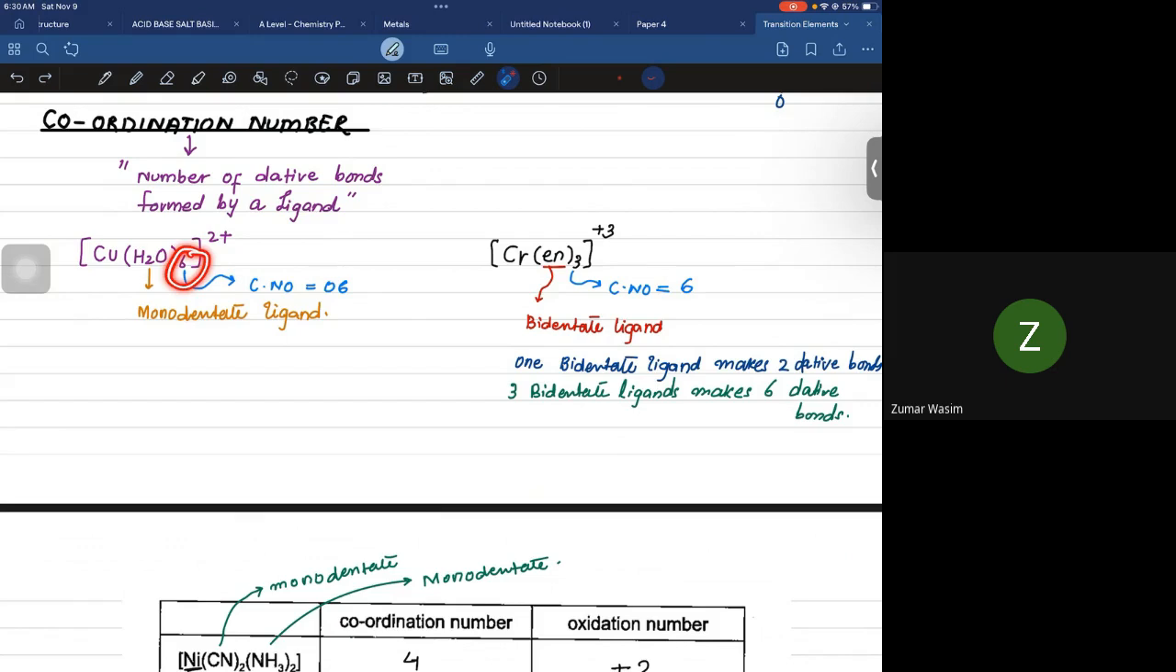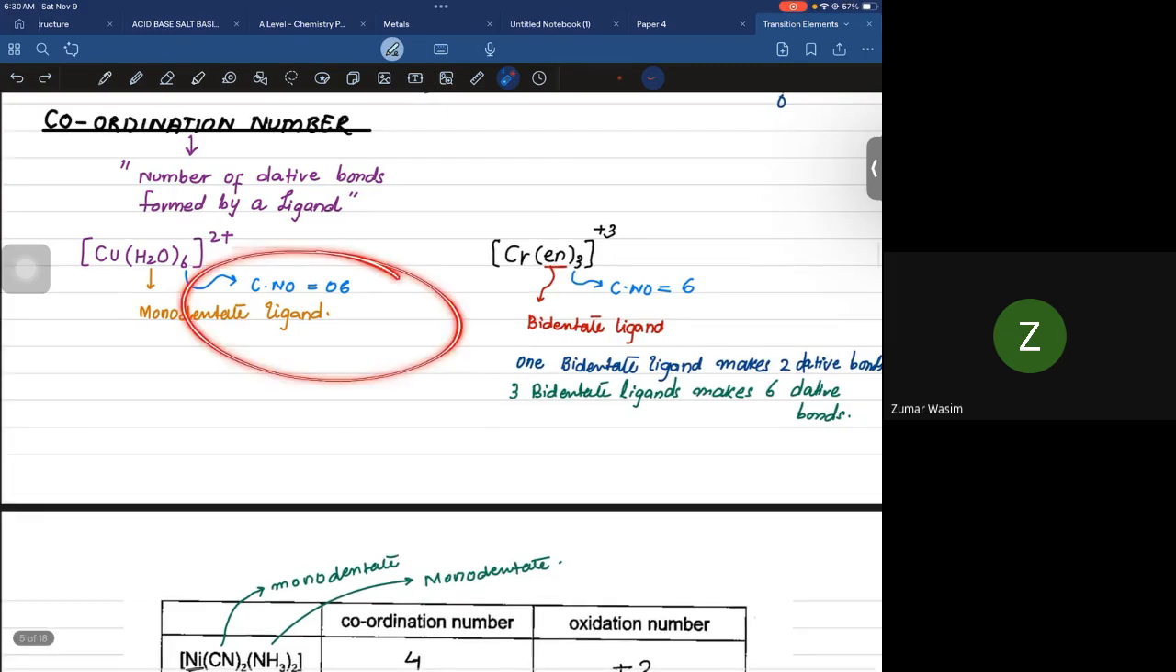Obviously, the coordination number is 6 because there are 6 water molecules that are going to make a bond with copper. So they are going to make 6 dative bonds. So what's the definition of coordination number? Obviously, the number of dative bonds between the metal and the ligand. Okay. 6 coordination number है इसका.